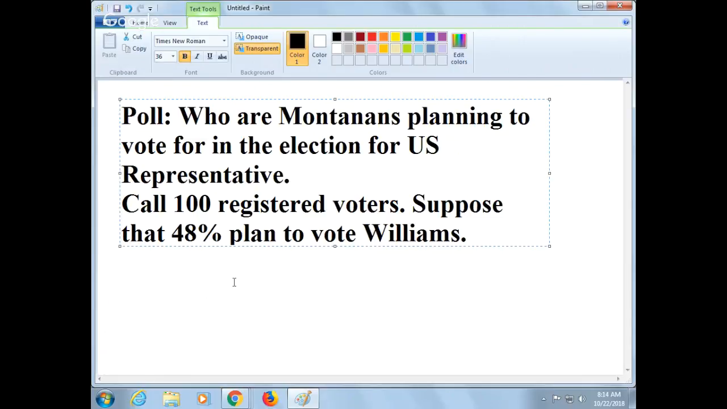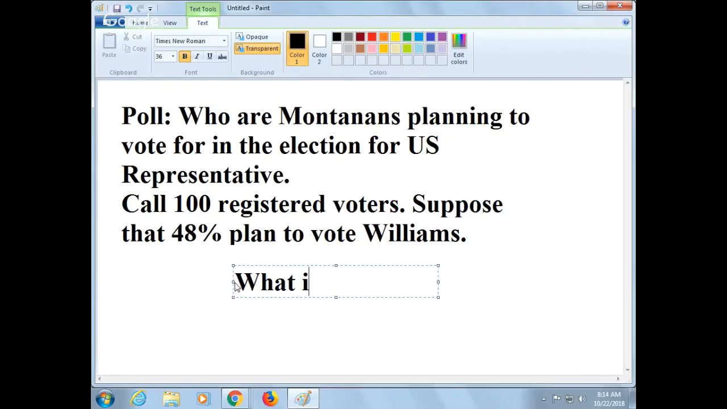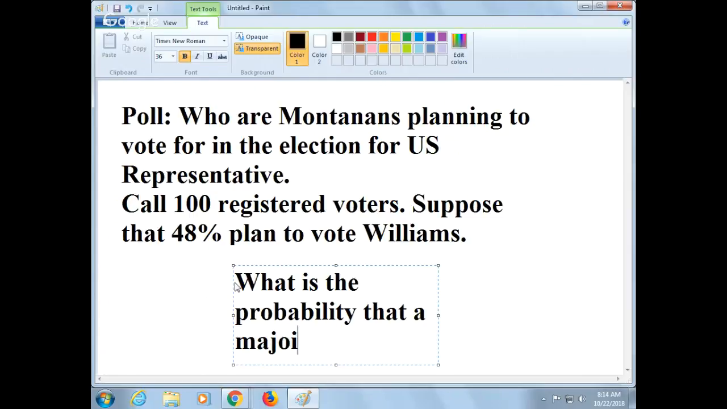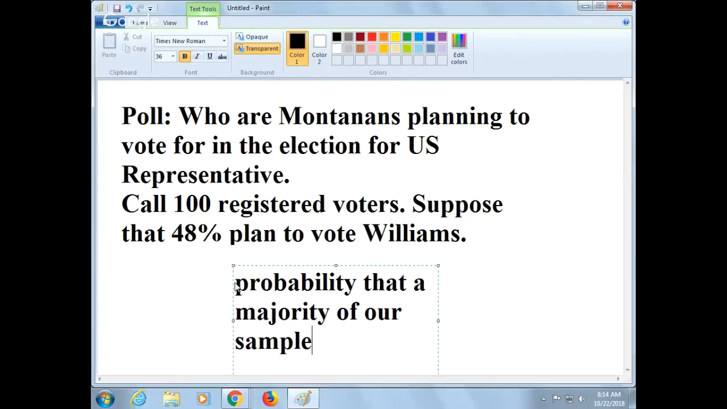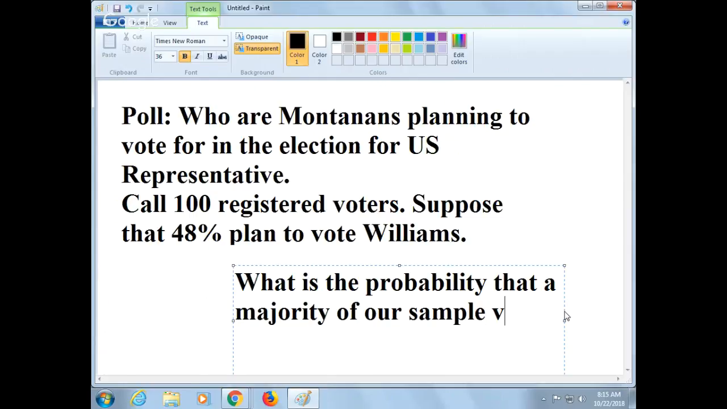And we start asking things like, what is the chance, or what is the probability that a majority of our sample votes Williams or plans to vote Williams? Okay, so what's the probability that a majority of our sample plans to vote Williams?